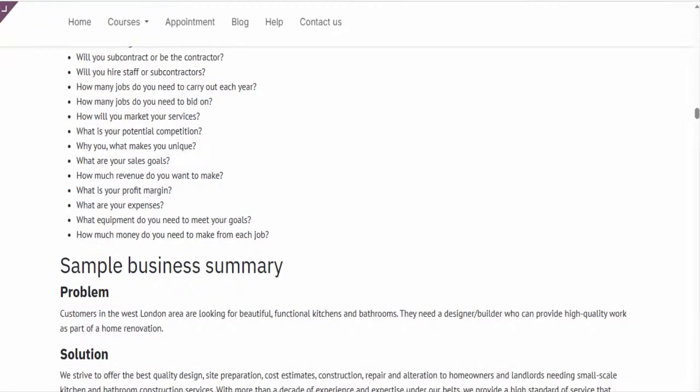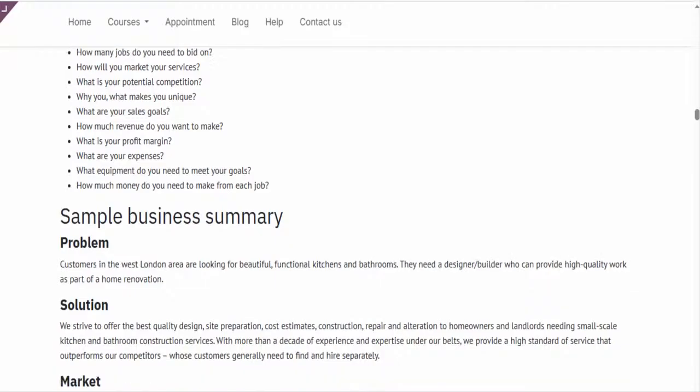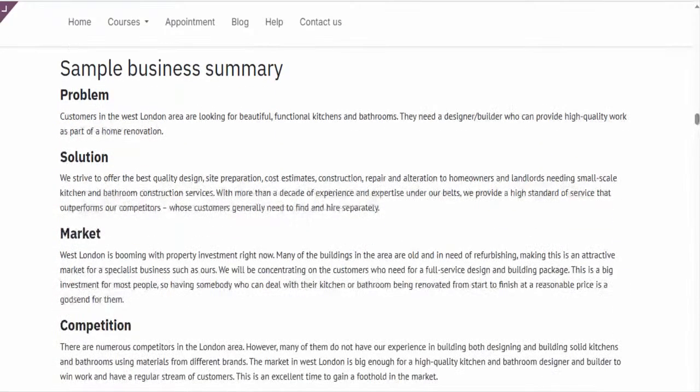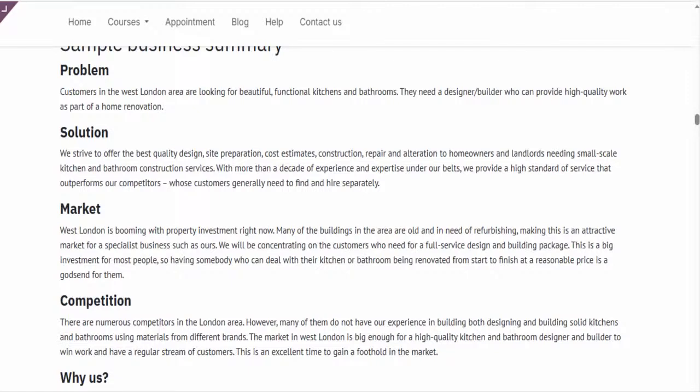Sample business summary. Problem. Customers in the West London area are looking for beautiful, functional kitchens and bathrooms. They need a designer, builder who can provide high-quality work as part of a home renovation.